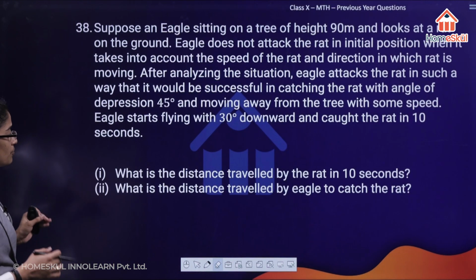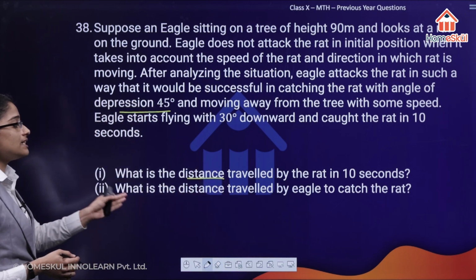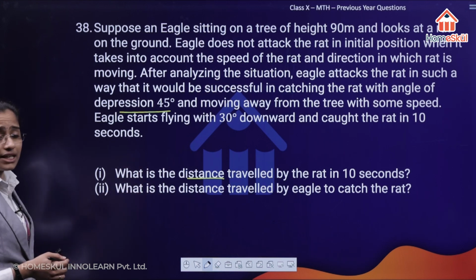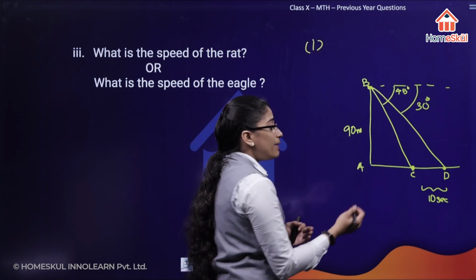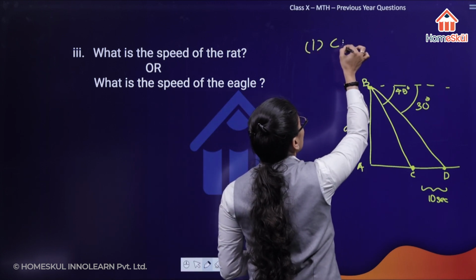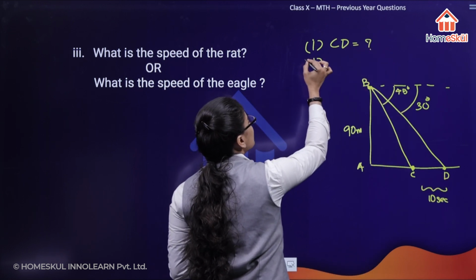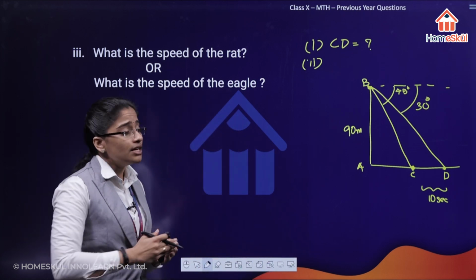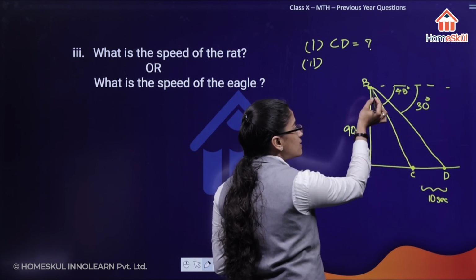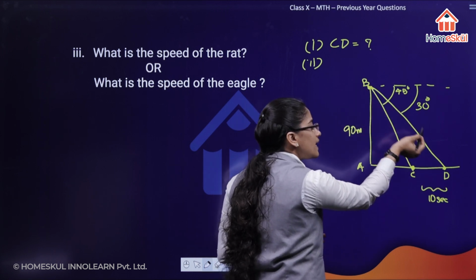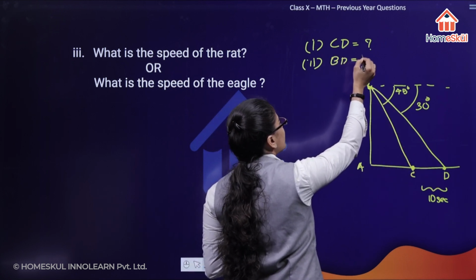Now, from this, we need to find out the first sub-question, the distance traveled by the rat in 10 seconds, and the distance traveled by the eagle to catch the rat. First sub-question, the distance traveled by the rat in 10 seconds means we need to find out what is CD, isn't it? Second, we need to find out the distance traveled by the eagle to catch the rat. Is it BC or BD? It is BD, right? Because this is the path, isn't it? So, we need to find out what is BD. That is the second sub-question, okay?